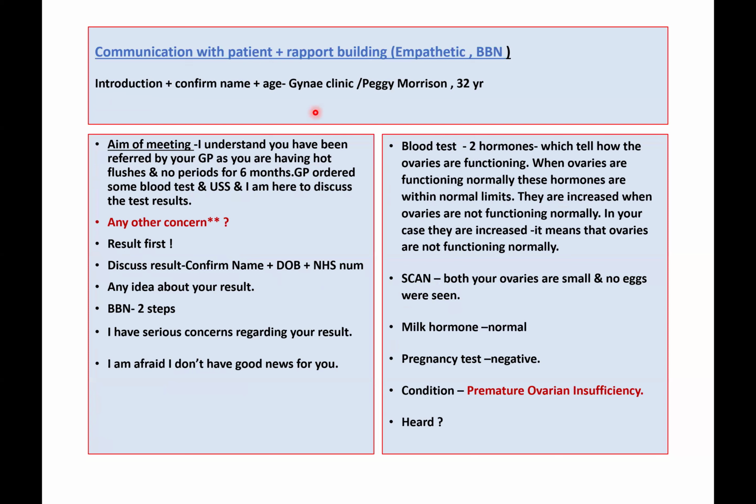All right. Hello, I am Dr. Anita, one of the doctors in the gynecology clinic today. May I confirm your name and age, please? How may I address you? Thank you, Peggy. I understand that you have been referred by your GP as you're having hot flushes and no periods for 6 months. And the GP ordered some blood tests and a scan, and I am here to discuss the test results. Am I right? Is there any other concern and expectation from today's meeting?